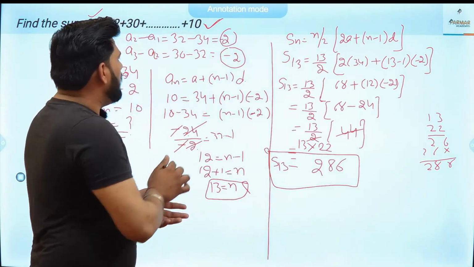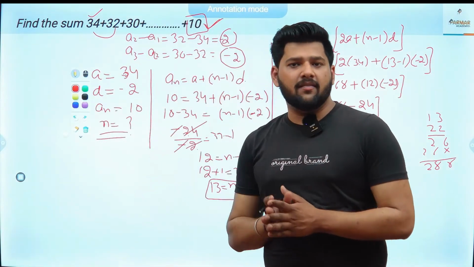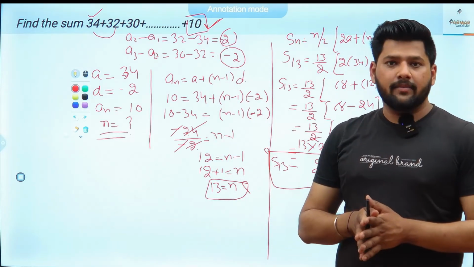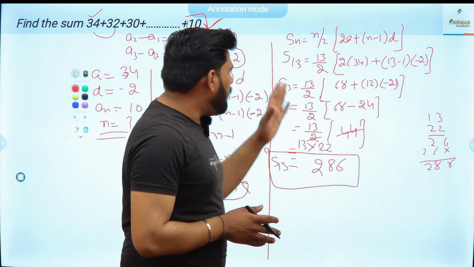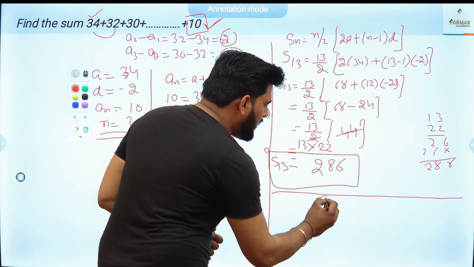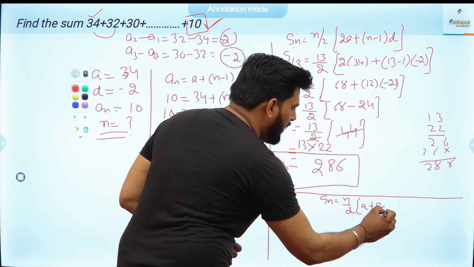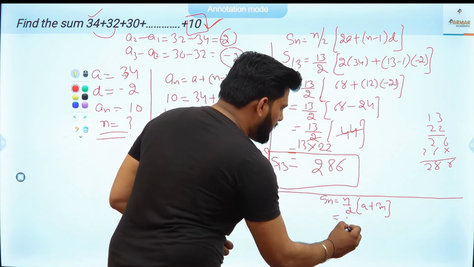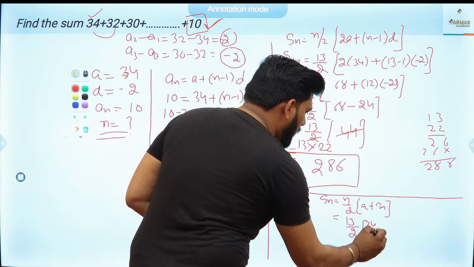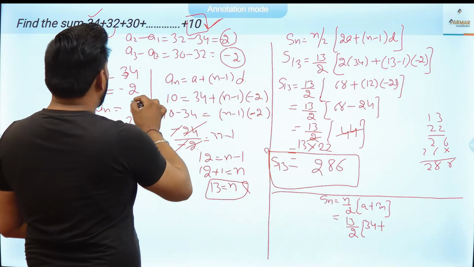In this question, an is given, that is, the last term for the sum is given. First of all, we will find the number of terms, the position of the 10, because we have to use that n in the formula. We can also find the sum using the second formula, Sn is equal to n upon 2 into (a plus an). That is equal to, n is 13, so 13 upon 2, a is 34 plus an, here an is 10.